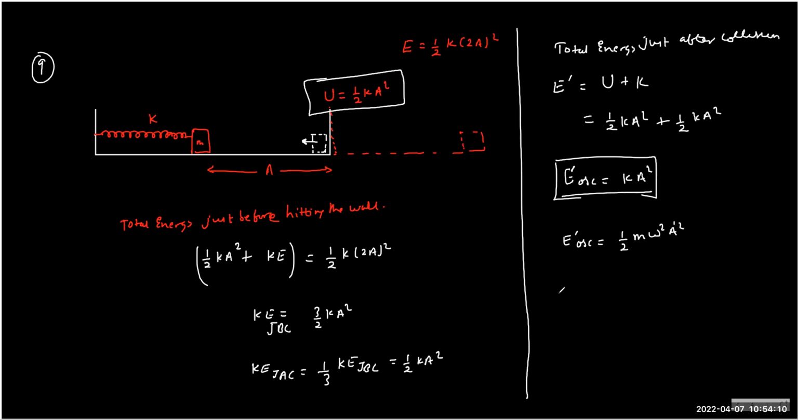And to get that, you can just write here: k a square equals half m omega square, where omega square is k by m, a simple a dash square. What you can realize is that a dash square is 2a square, and therefore a dash is root 2 a. Okay.